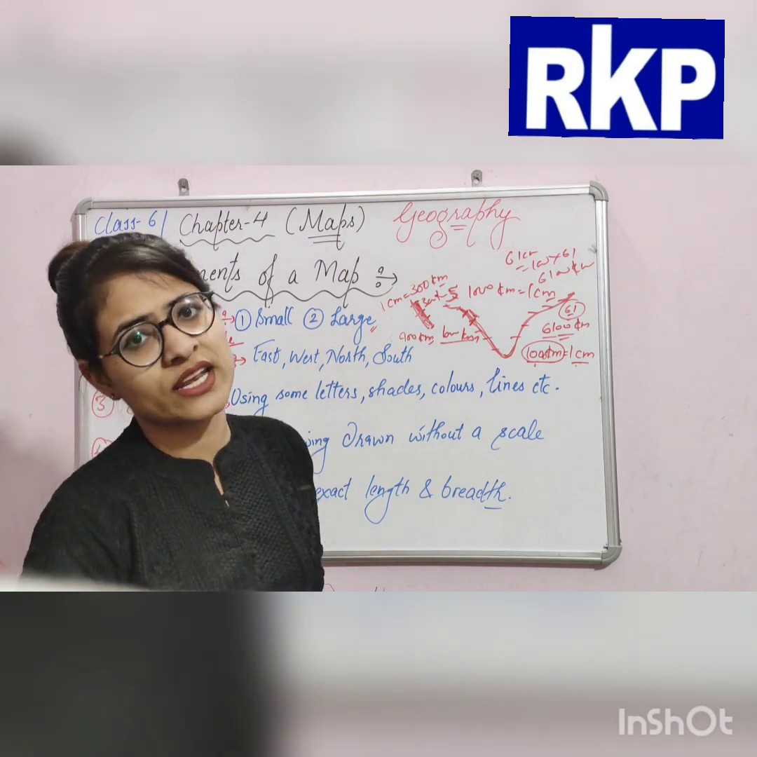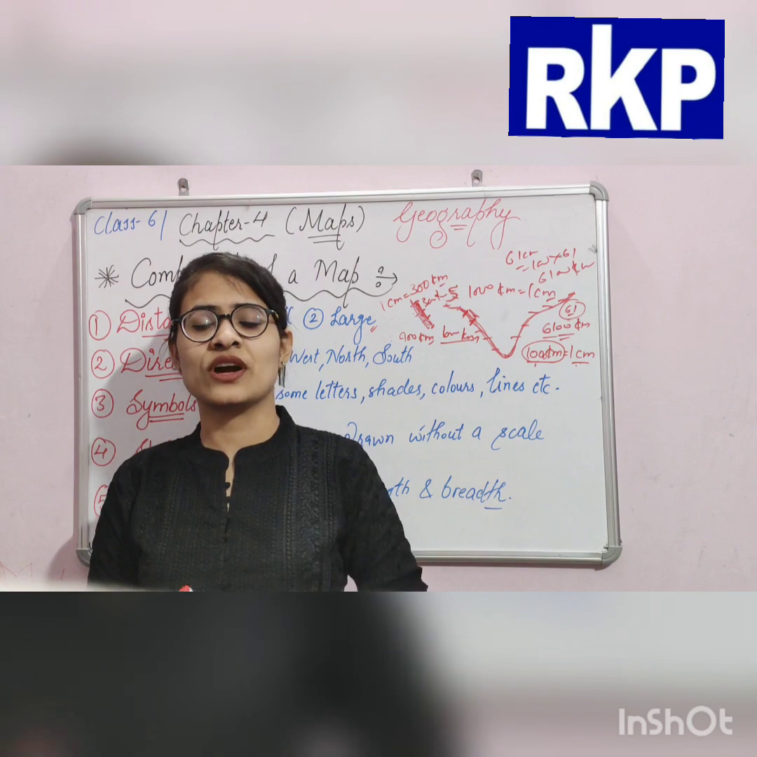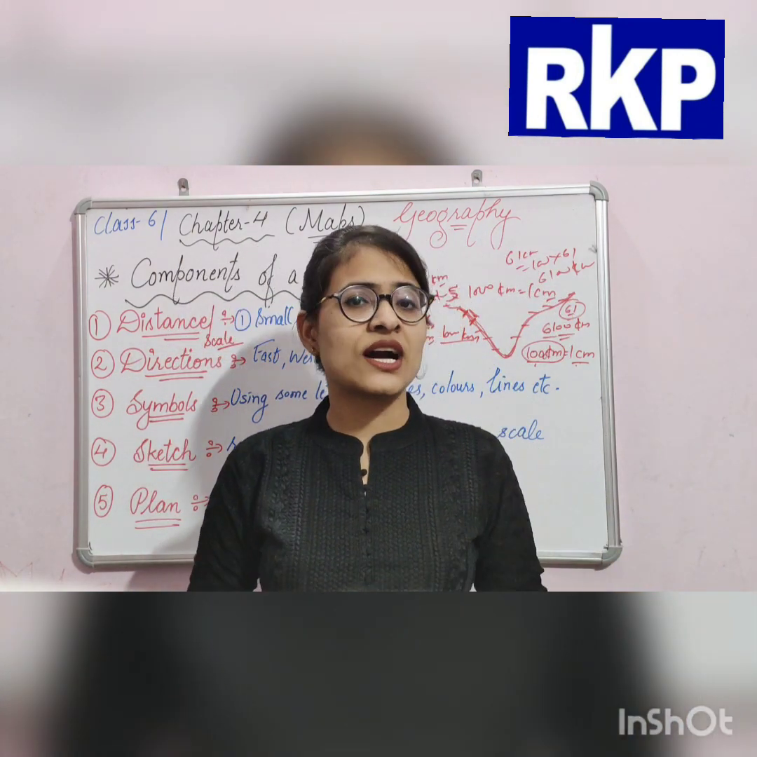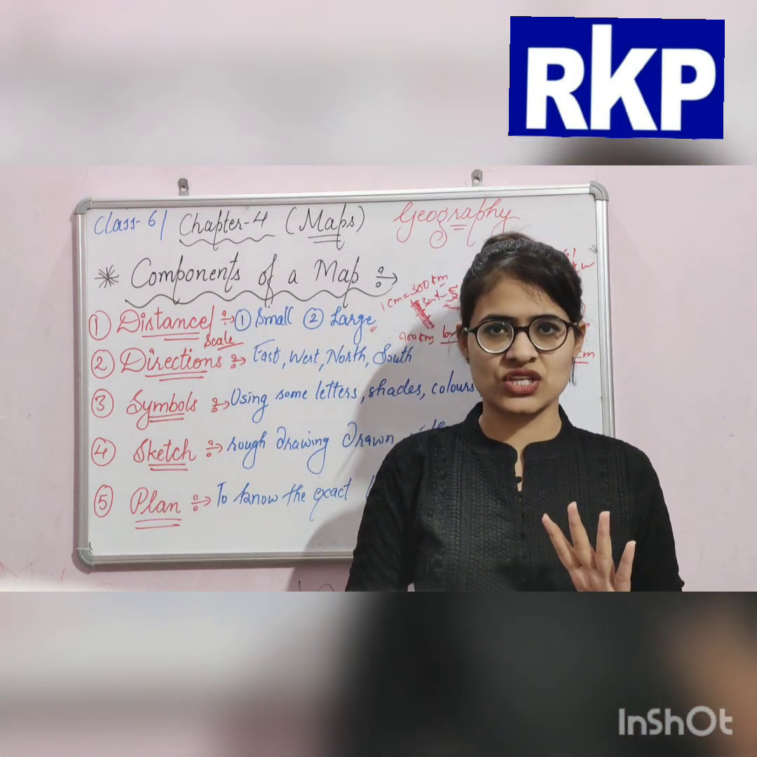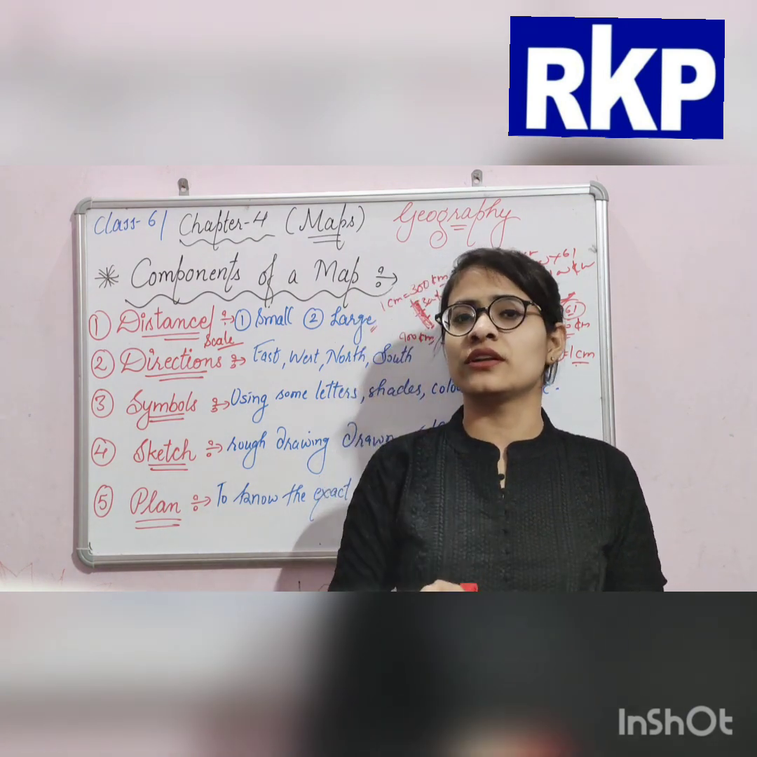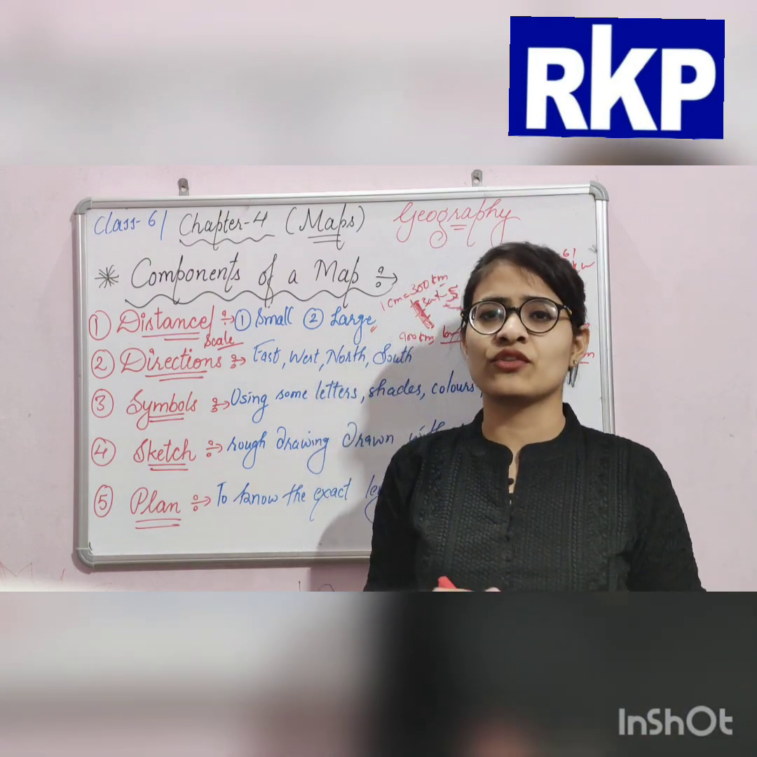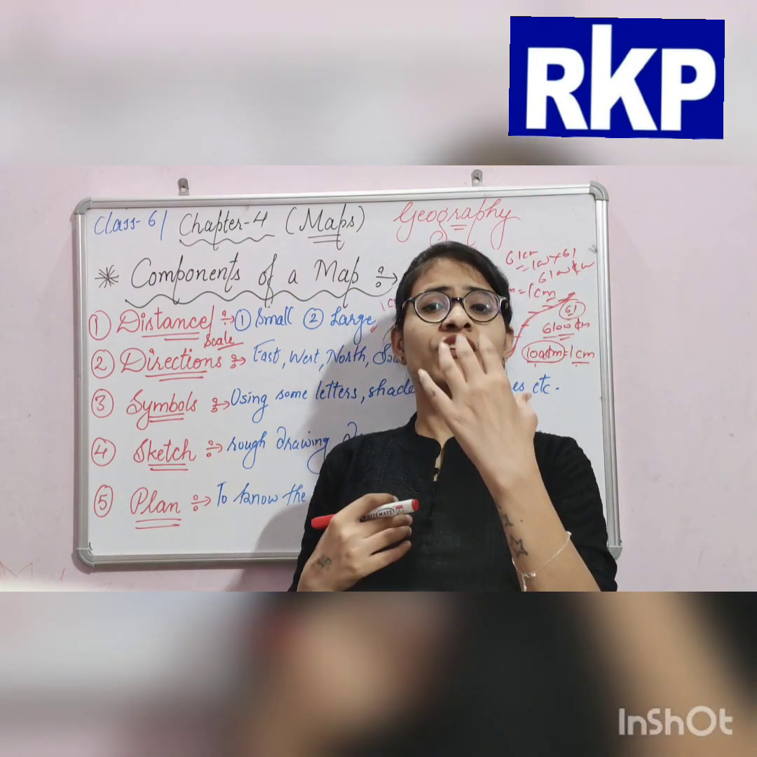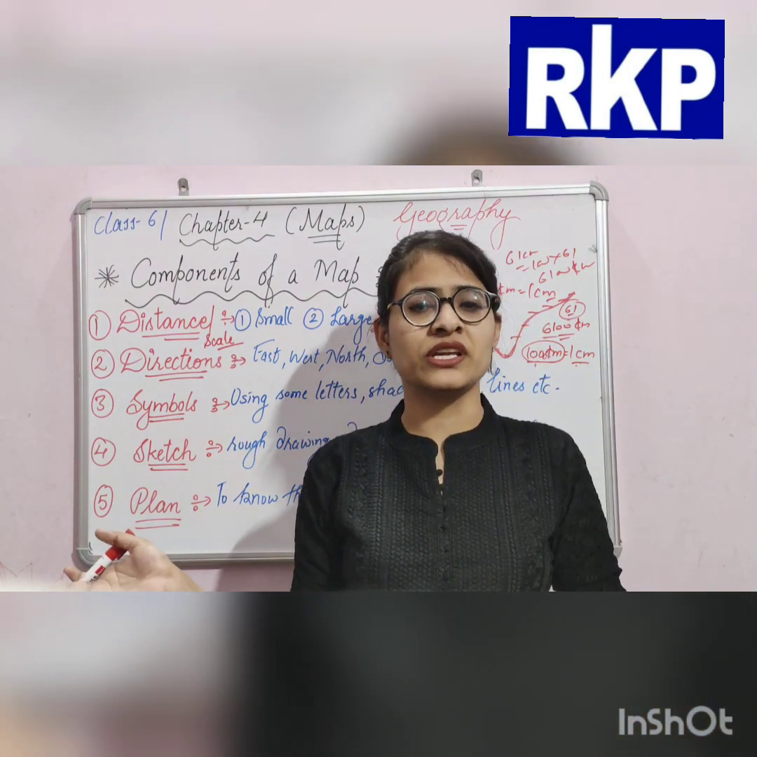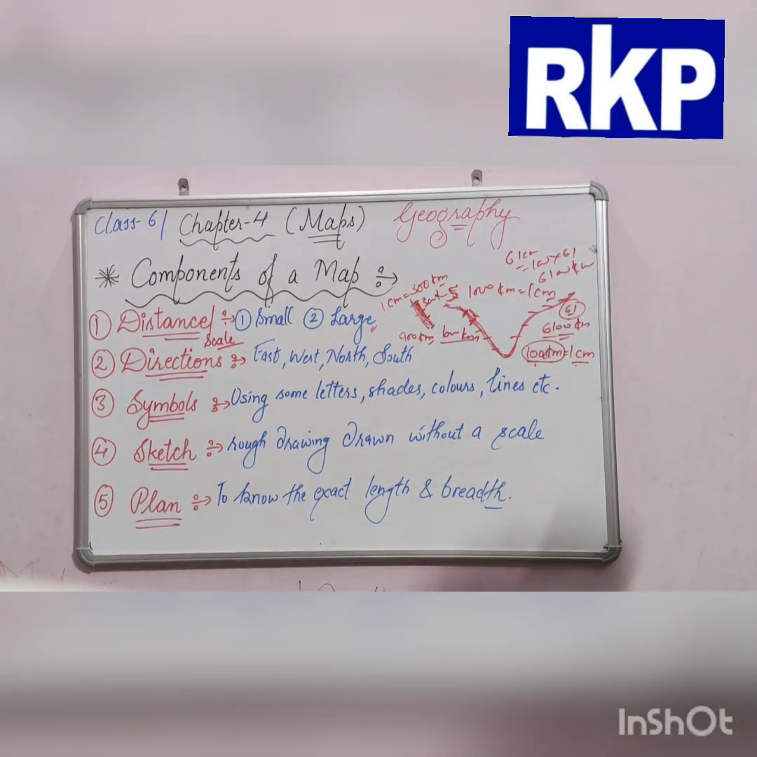Then next is directions. What are directions? As you know, in third class we discussed how many directions there are. So there are 4 directions: east, west, north and south. North is at the top, south is at the bottom. If you are facing north, then your right side will be east and your left side will be west.